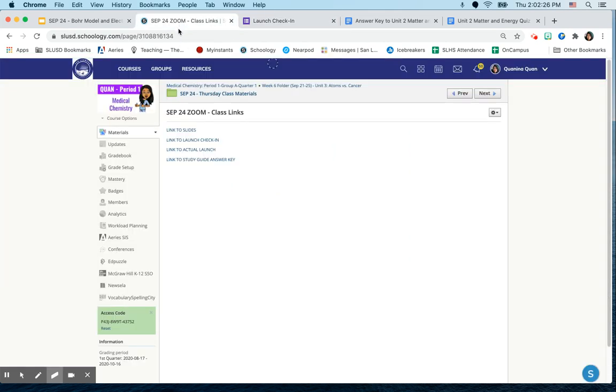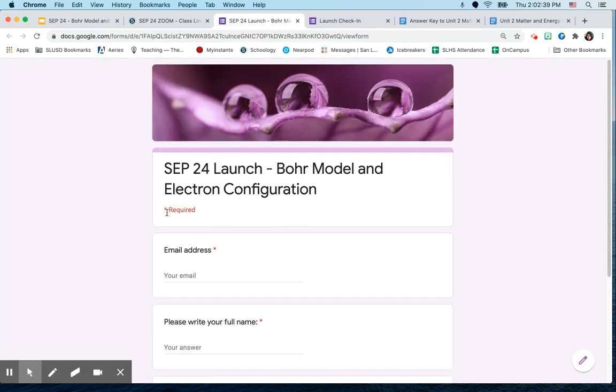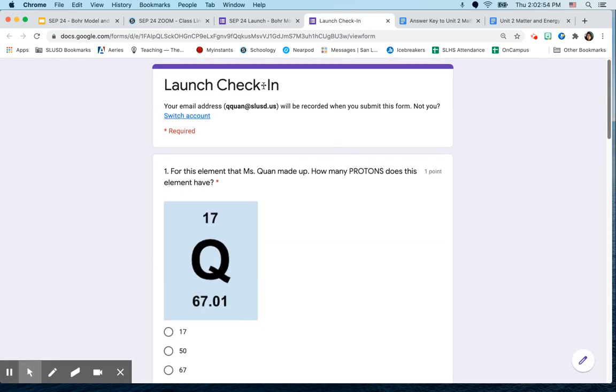All right, so now let's go back to your Schoology page and click on the link to actual launch. So this is what I'm going to check in order to calculate your homework grade. Please read the questions very carefully. They're very similar to your launch check-in questions, the ones that look like this.